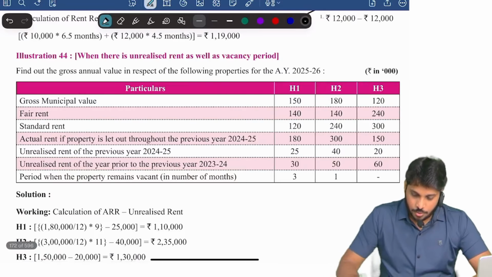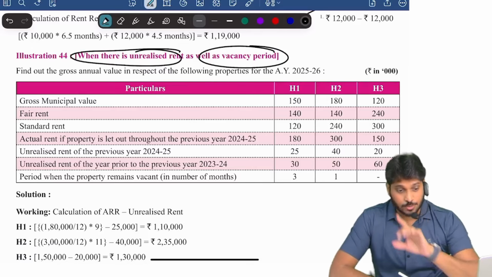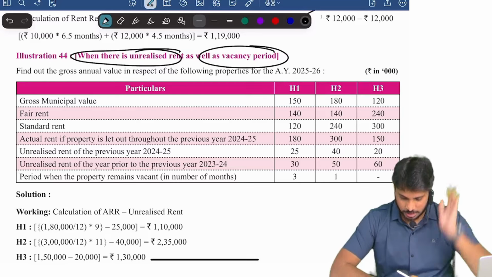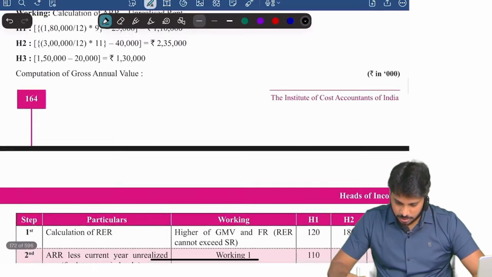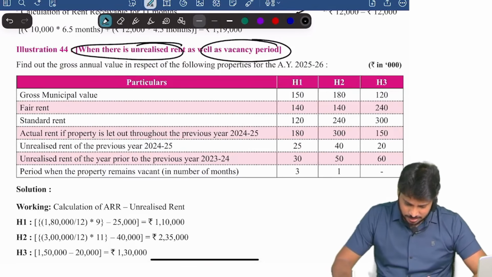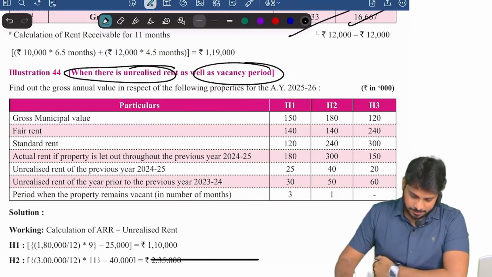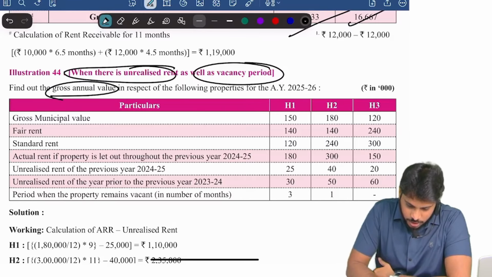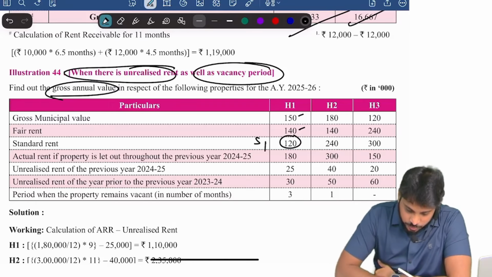Next, when unrealized rent is there and vacancy is also given, that's why I gave a format in our book so accurately you can easily compute it. Okay, unrealized rent is there, all that is there. Okay, house 1, house 2, house 3. Find out gross annual value, municipal value 150 or fair rent, whichever is higher. So step number 1 answer over.